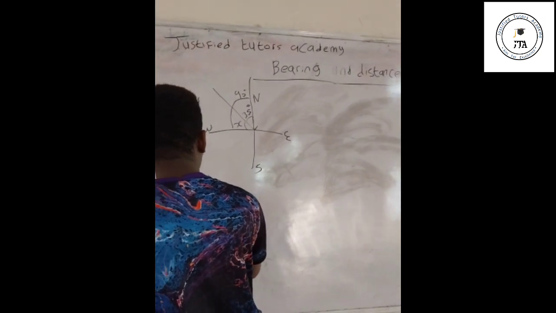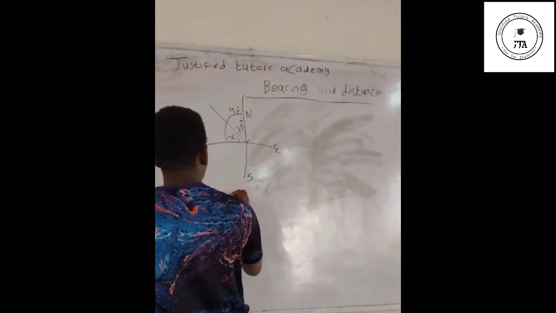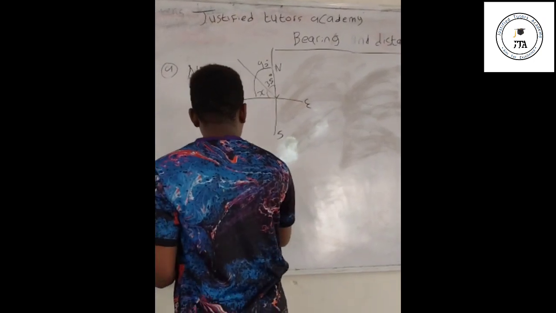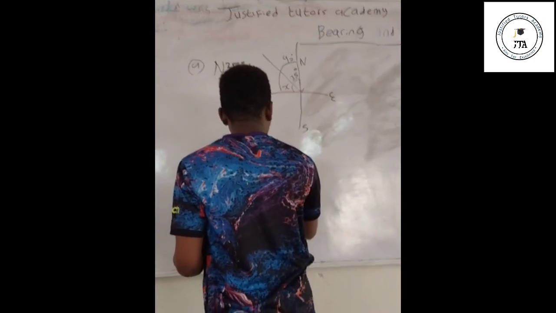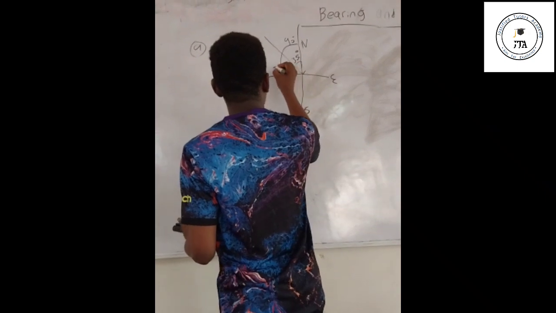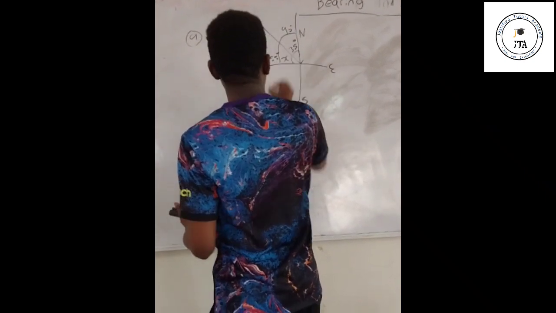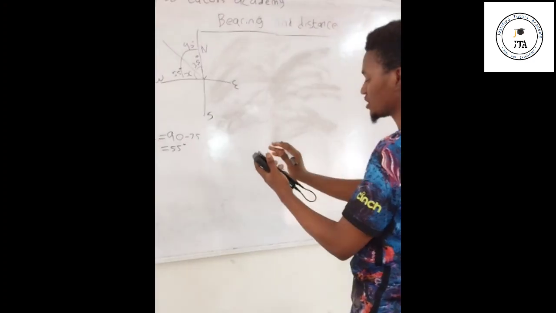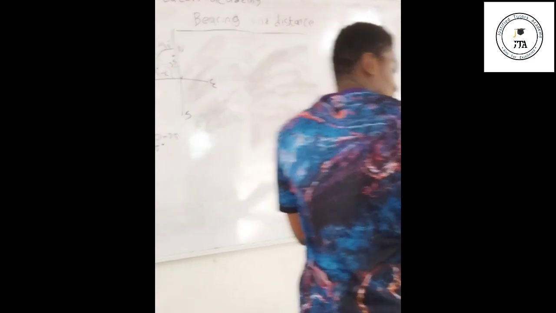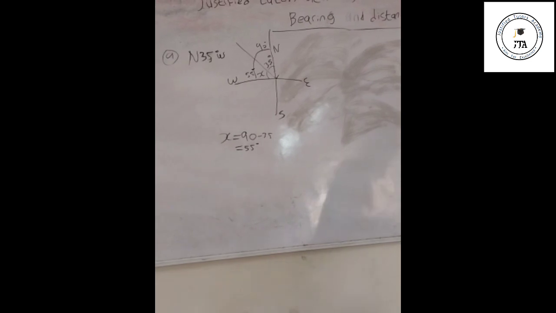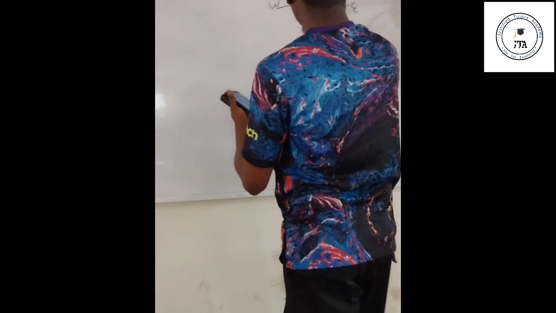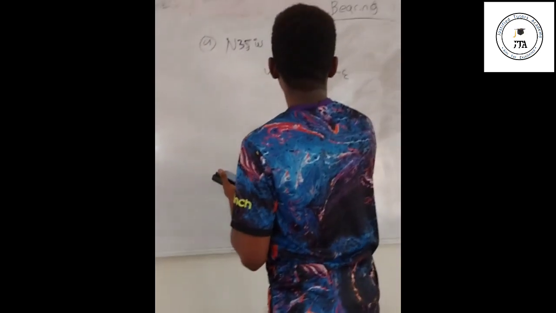So x is equal to 90 minus 35, which is equal to 55 degrees. Therefore, your angle at x is 55 degrees. So that's it. We are not doing this now, but I'm going to show you so that in the future, you understand why I'm doing this. So let's move on.